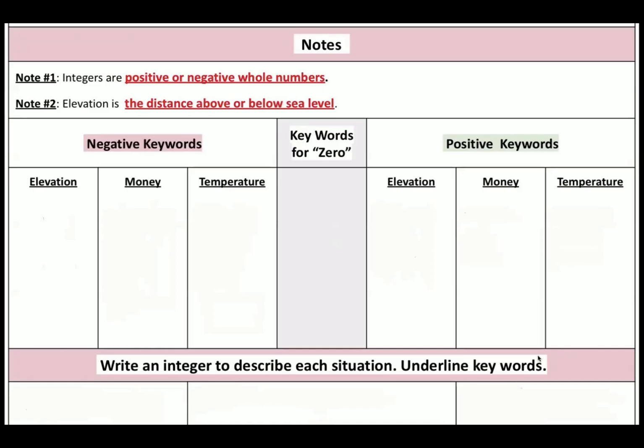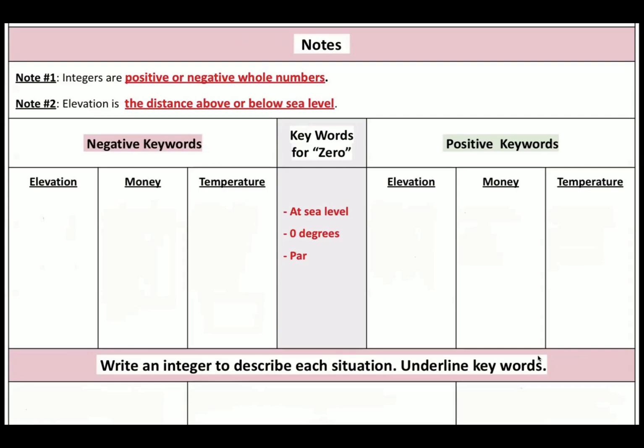So let's talk about some more keywords for positive and negative numbers, but also for 0. Let's start with 0. If you are at sea level, we consider that 0. Make sure you're writing this. In terms of temperature, 0 degrees. And then par is 0 in golf. In case you haven't played golf, you might see questions like this.